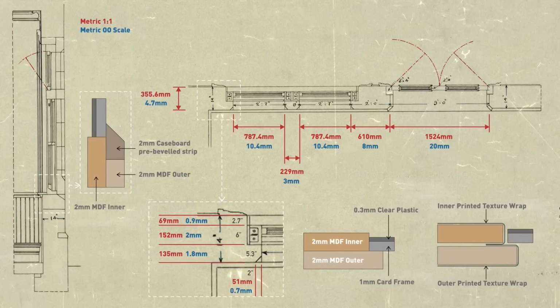So I've extracted out the two cross sections so I can look at them in more detail and obviously convert those measurements that are in there to metrics, and also scale them down so that I can get an understanding of what our scale dimensions are going to be. So you can see up there I've got metric 1:1, so that's what the metric conversion is for these imperial measurements, and then metric 00 scale, that's the equivalent dimensions they'll be in model form.